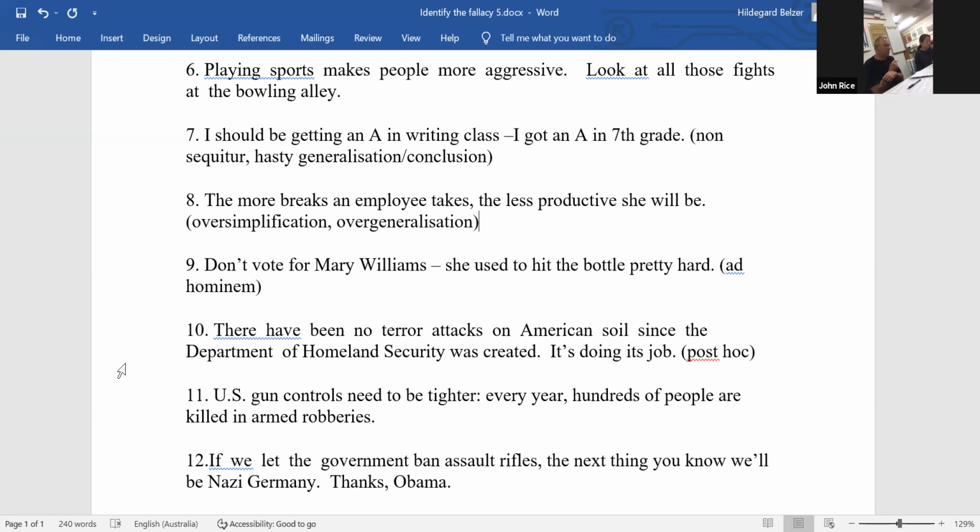So we've got 11 and 12. Now, cum hoc, I think we could apply to one of these. In 11.